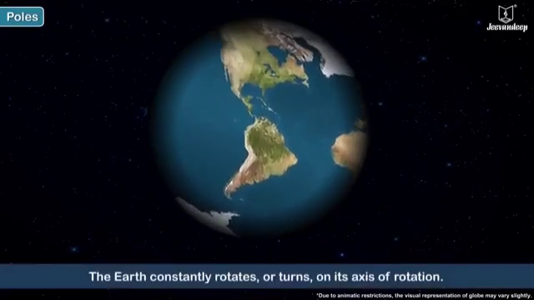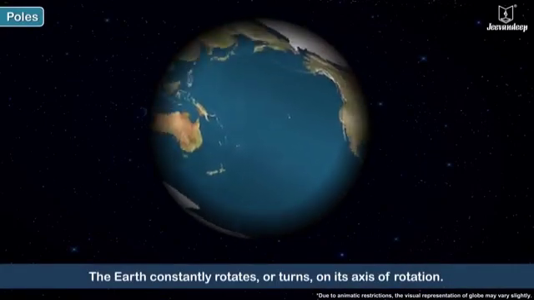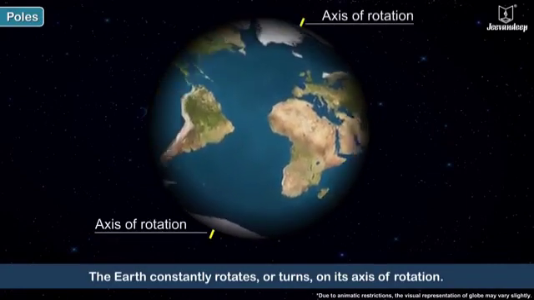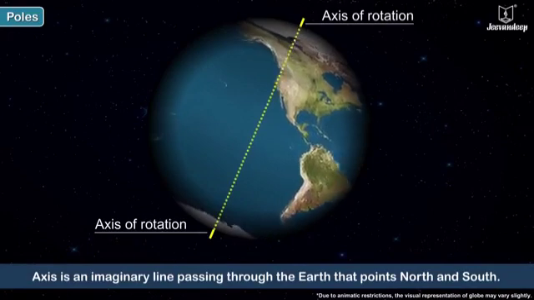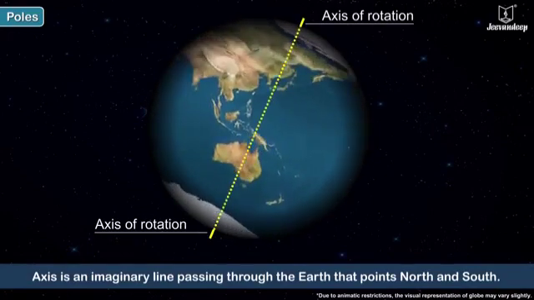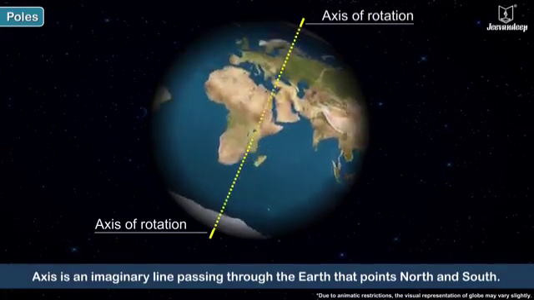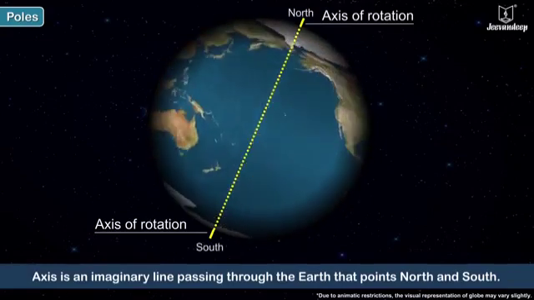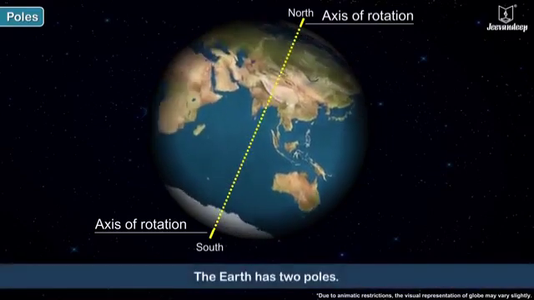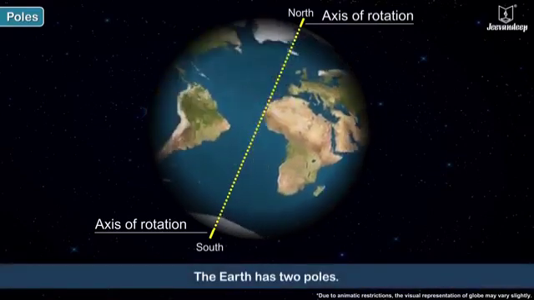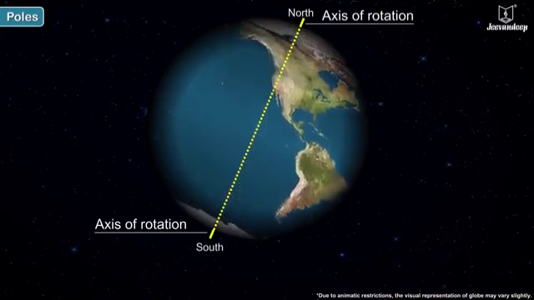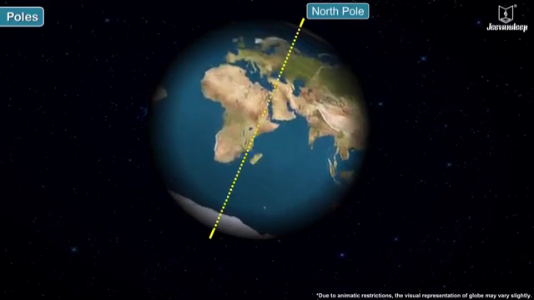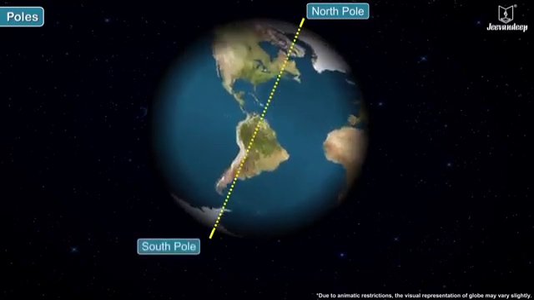Poles. The Earth constantly rotates or turns on its axis of rotation. This axis is an imaginary line passing through the Earth that points north and south. Look at the picture. The Earth has 2 poles. The northernmost point is the North Pole and the southernmost point is the South Pole.